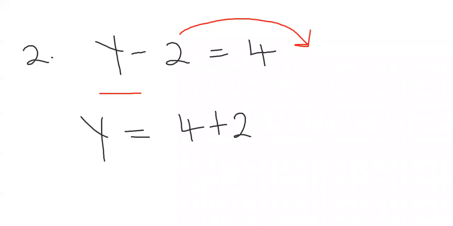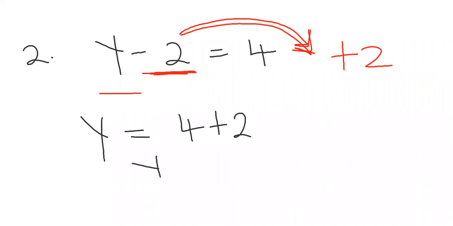Remember what I said in the previous example, that if you are going to take a number and then you are going to take it on the other side of the equal sign, its sign is going to change. So it means we no longer have a negative 2 now. We now have a positive 2. And then that then gives us y equals 4 plus 2. And then you can simply solve that y is now equals to 6.